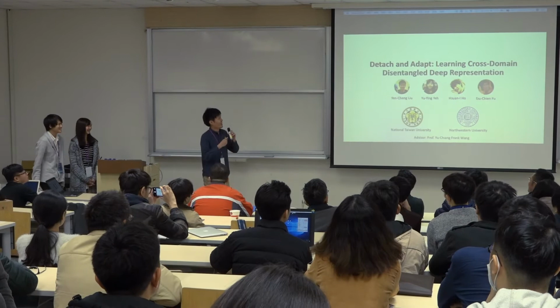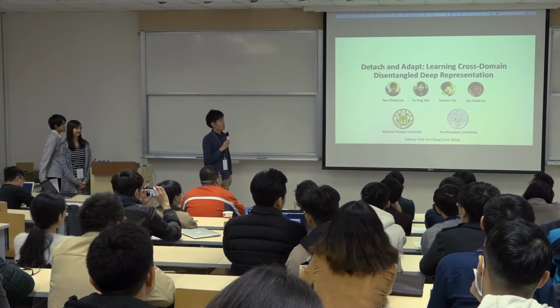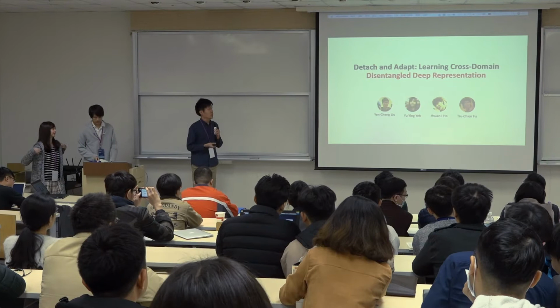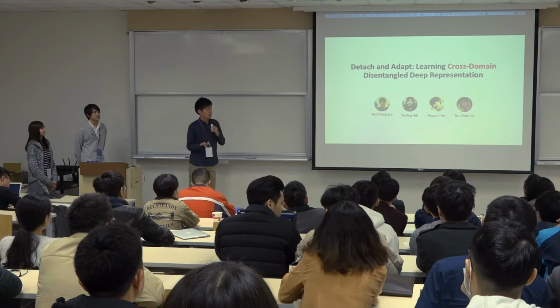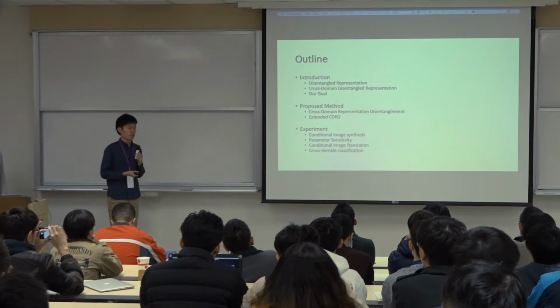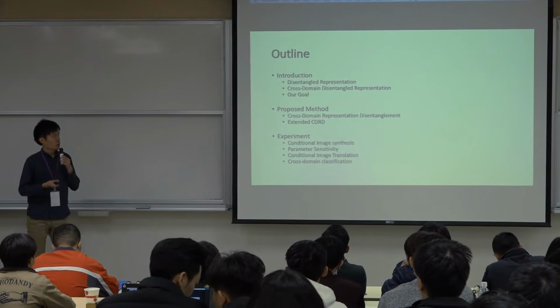Okay. So today our topic is detach and adapt, cross domain disentangled representation. Actually, there are two important terms in our project. The first term is disentangled representation, and the other term is cross domain data. This is our today's outline. We will briefly introduce our project, talk about our motivation and our goal, and then introduce our proposed method and show some experiments.